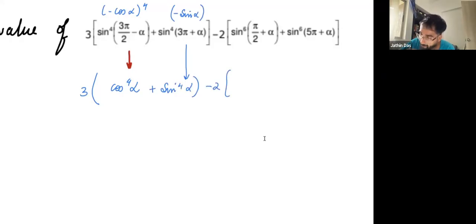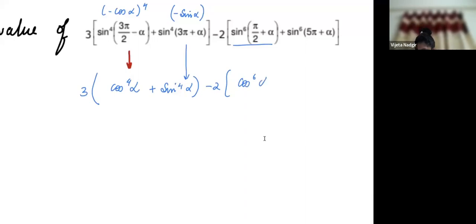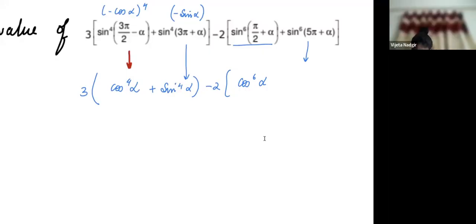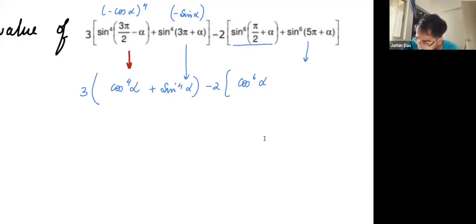Minus 2. This is direct hai. Sin 90 plus theta is cos theta. Cos 6 raised to alpha. This is in which quadrant? 5 pi plus alpha. Third. Very good. And it is an even power, so you don't have to worry.